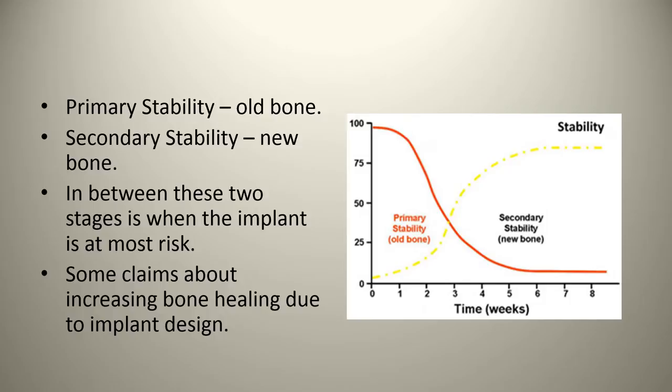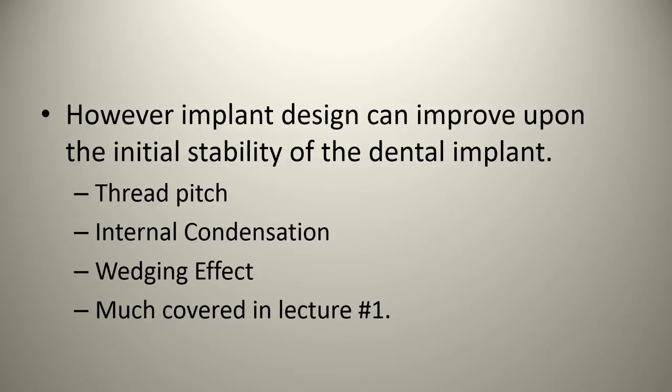So implant design can improve upon the initial stability of the dental implant, and we covered this in lecture one, with respect to different types of thread pitch, the internal condensation effects, the wedging effects, and a couple of the other principles that we described in lecture one. I'll refer you back to lecture one if you've forgotten some of those points. And then finally, lastly, we'll talk about initial fixation. There are three types of initial fixation.